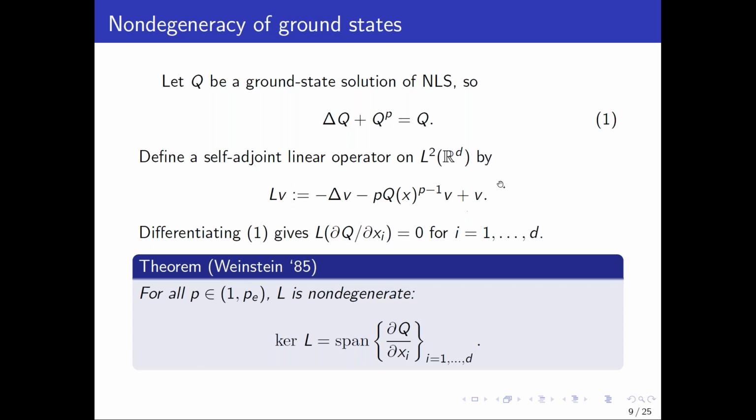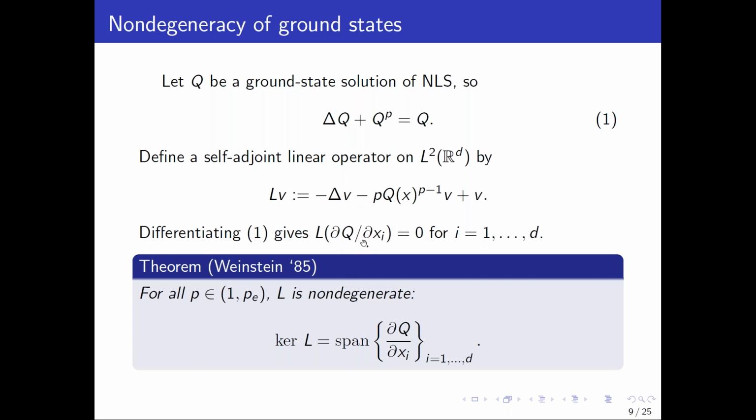Then that linear operator is obviously going to have a kernel, a non-trivial kernel, because if you take the equation that bound states satisfy and differentiate it with respect to any of the variables x1 through xd, then you will see that this linear operator applied to the derivative of q with respect to xi is 0. So these d partial derivatives from x1 to xd all are in the kernel of L.